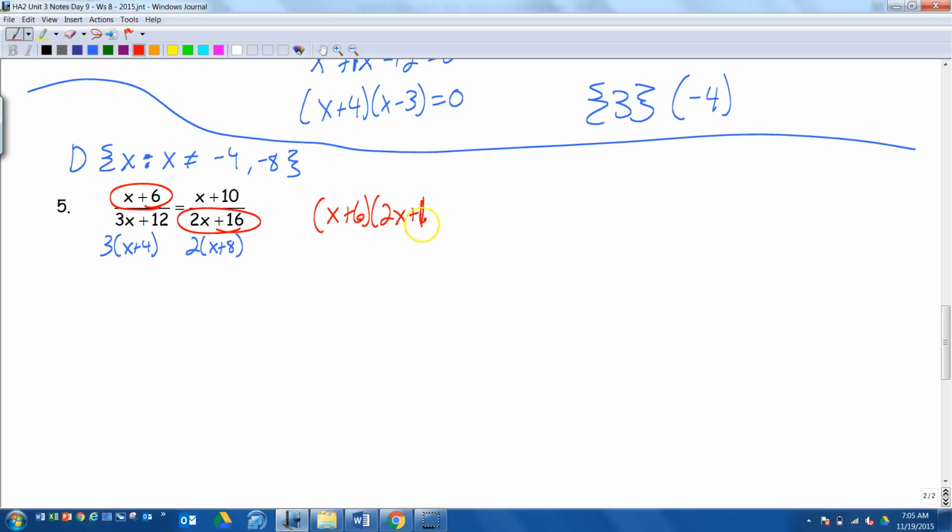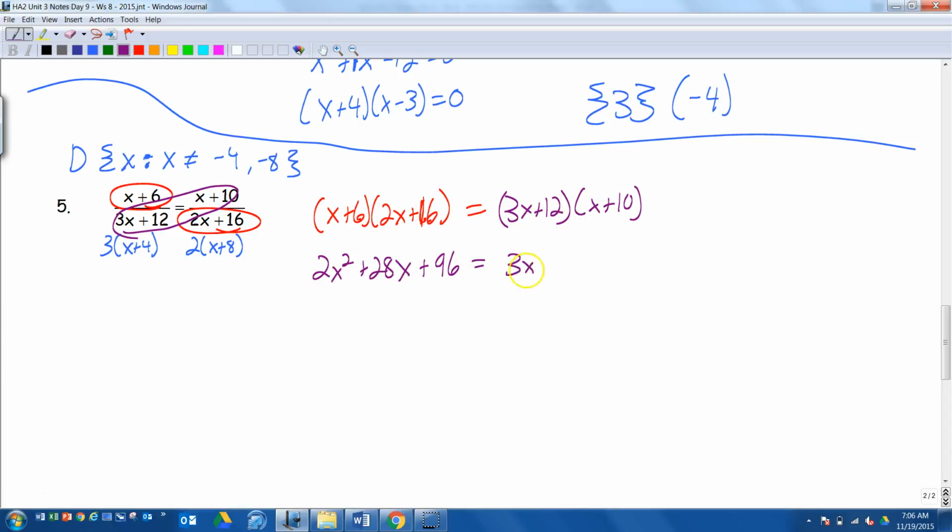I'm going to leave it in unfactored form for that part, because multiplying, you can do that. So we have two FOILings. 2x squared, 12 plus 16 is a 28x. 6 times 16 is a 96. 3x squared plus 12 plus 30 is plus 42x. 12 times 10 is plus 120.